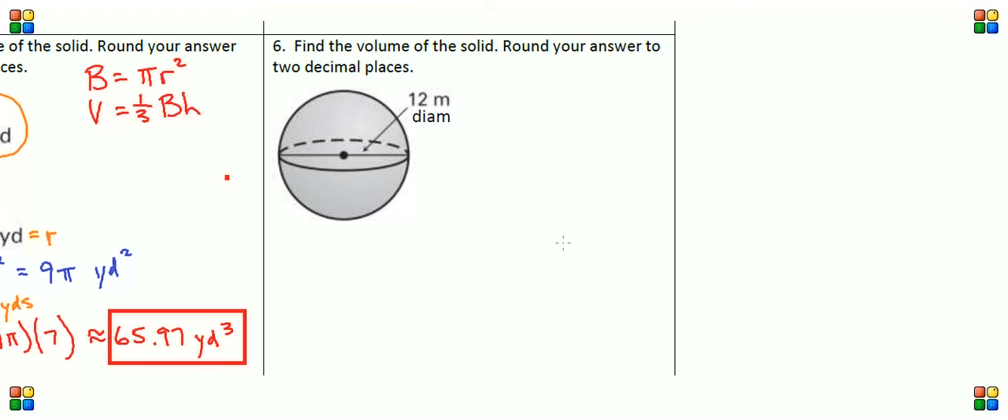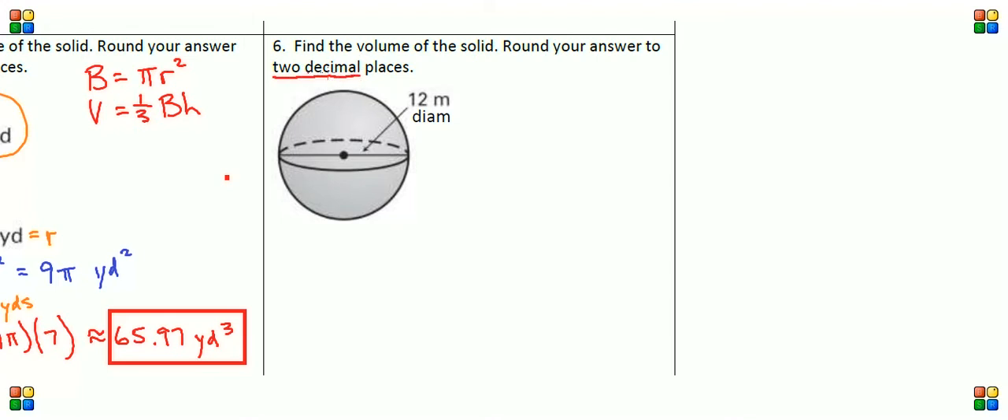Question number 6. Find the volume of the solid. Round your answer to 2 decimal places. Notice, class, I'm reading the instructions on every question. Just don't assume that because you did the same thing 3 or 4 times over that the next prompt is going to be the exact same thing. In this case it is, but be careful on that.